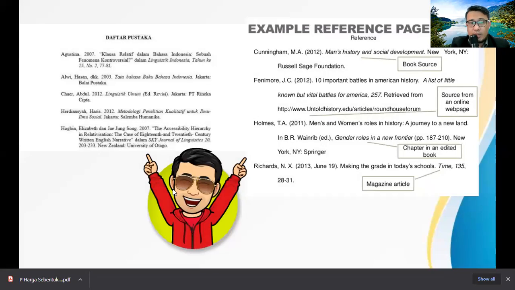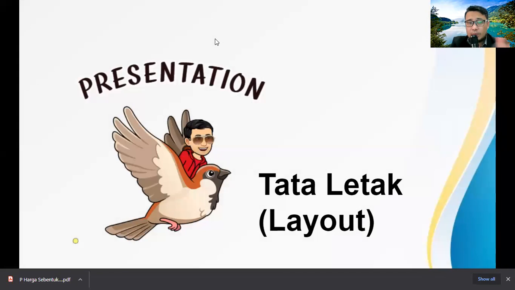So here's the example. If you can see here, this is where we are using APA style. This is for Bahasa Indonesia, because APA style is more or less similar to the one that the English subject has. So this is the example. The difference is only in this part. I will explain it here in the presentation.